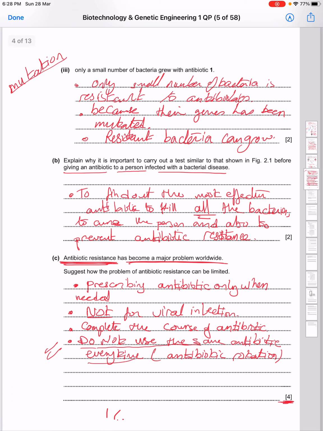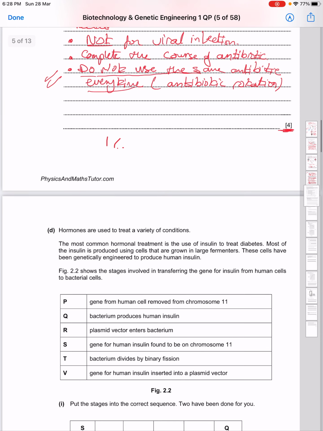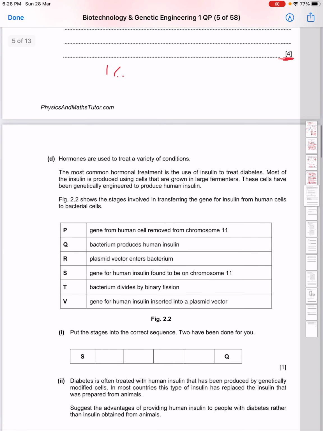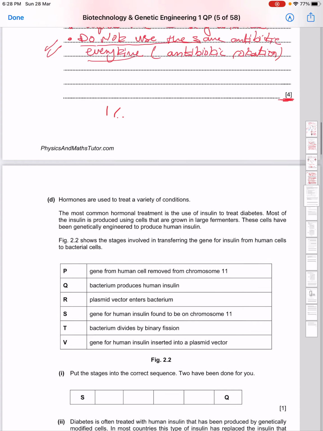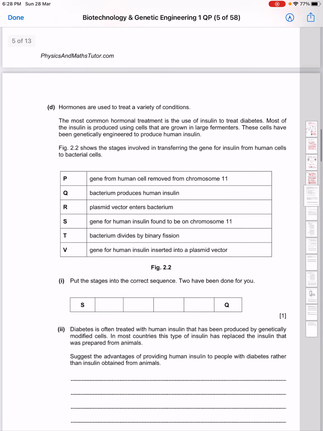Well, actually, let me continue, because the question has not finished. We're still having part D for the question, so let's also do D. Okay, it's the same question.